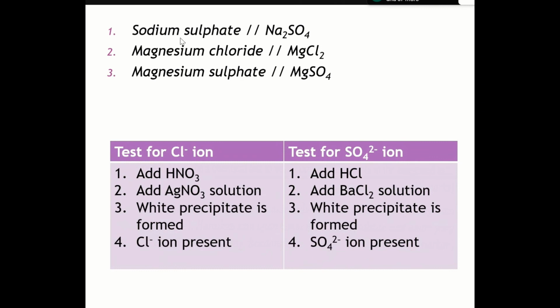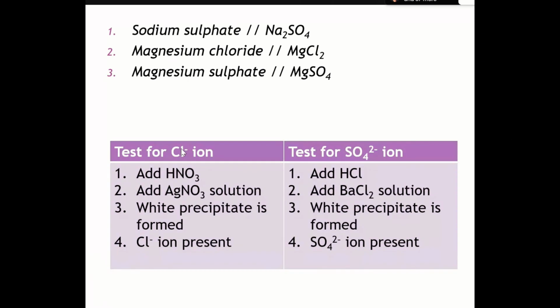So you can only have sodium sulfate, magnesium chloride, or magnesium sulfate. If you don't want to write down the name, you can write down the formula as well. For the test of the chloride ion, this is a common test, and it comes up with a very brief statement. For chloride, you add nitric acid followed by silver nitrate solution. Observation: white precipitate is formed. Then give a conclusion: chloride ion is present. If you don't mention that chloride ion is present but you already write the test for chloride ion, you may still get the mark when you list down the test.